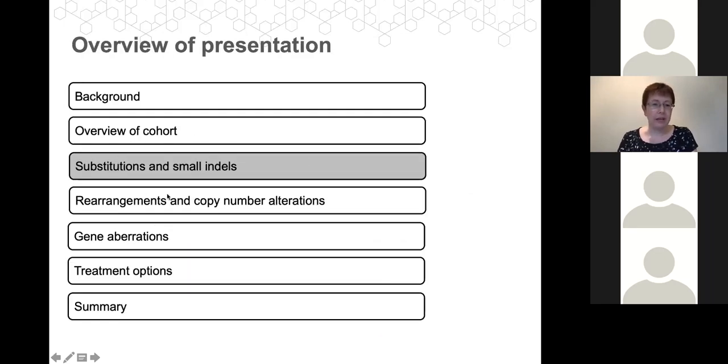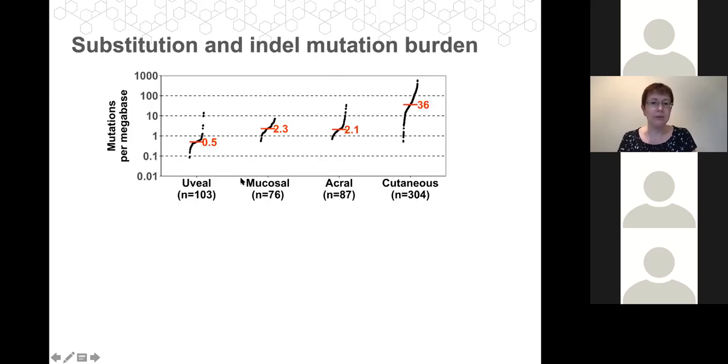I'll start with the smaller mutations, so the point mutations or substitution mutations and the small indels. This plot shows the mutation burden in terms of mutations per megabase for the substitutions and small indels in each subtype. Each point represents a single sample, and the red line is the median for each cohort. You can see there's quite a different distribution in the various subtypes. Uveal has a very low mutation burden. The acrals and mucosals again have quite low mutation burdens, and this is roughly equal between them. And cutaneous melanomas have a very high mutation burden.